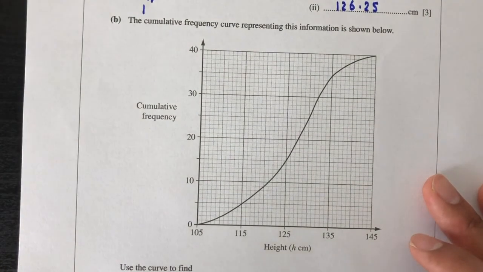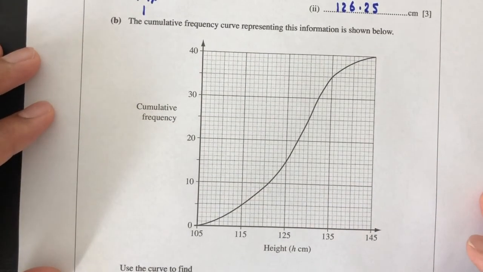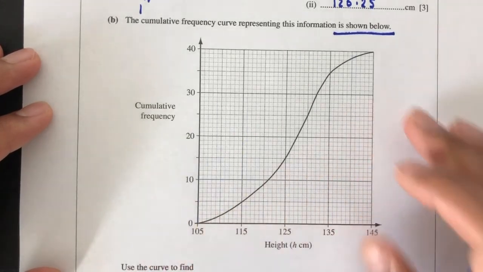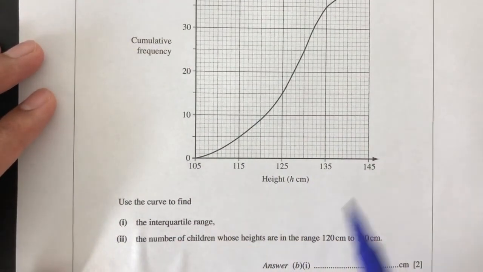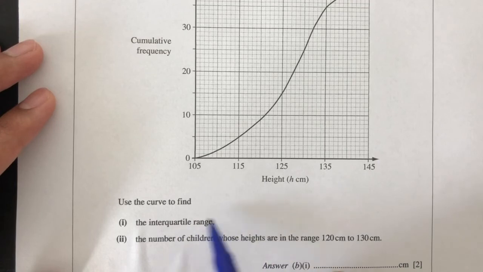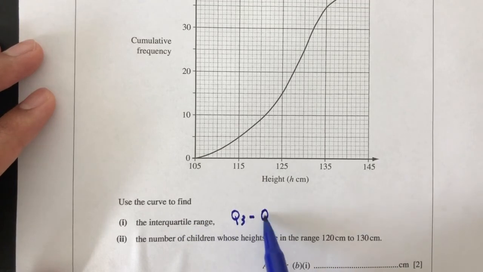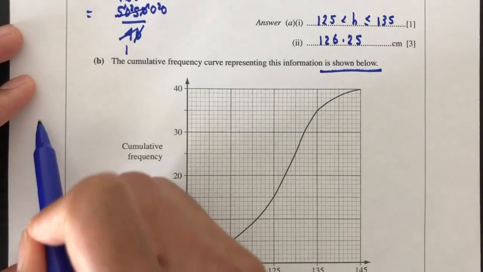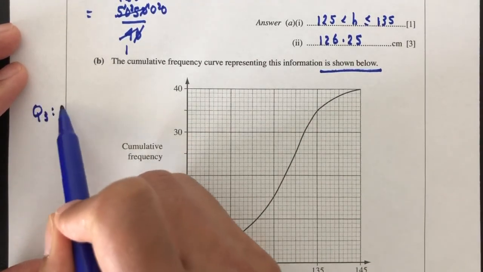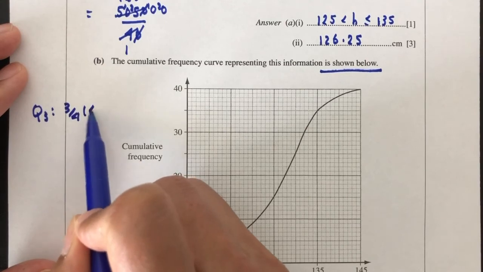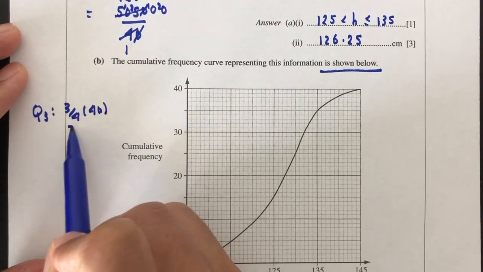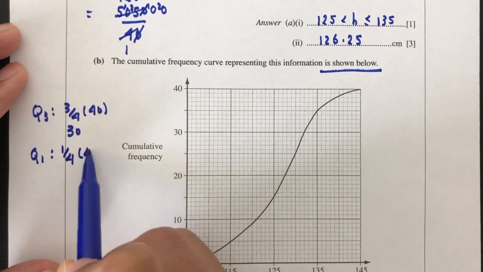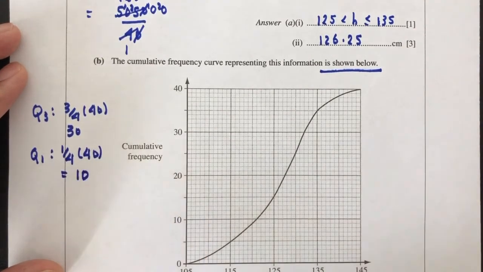Now for part B, the cumulative frequency curve representing the information is shown below. Now this is the curve given to us. First one, find the interquartile range. To find the interquartile range, we have to find Q3 minus Q1. Q3 is 3/4 times the number of people, that will be the 30th element. And Q1 is 1/4 times the number of people, that will be the 10th element.